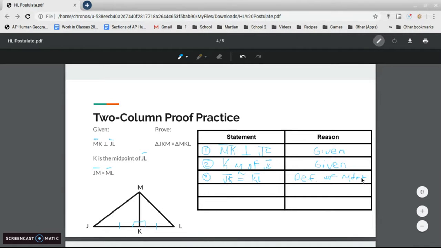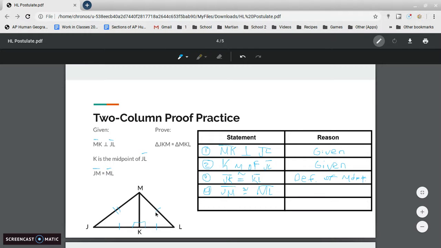Alright, but we still have one more thing that's given that we need to put in the table. JM equals ML. So this time it doesn't look like we have any reflexive things, but JM equals ML. Alright, that's these two, so we can just draw that on here, that these hypotenuses, which these actually are because they're opposite to the right angles, are congruent. That's just given. We didn't do anything to prove that.